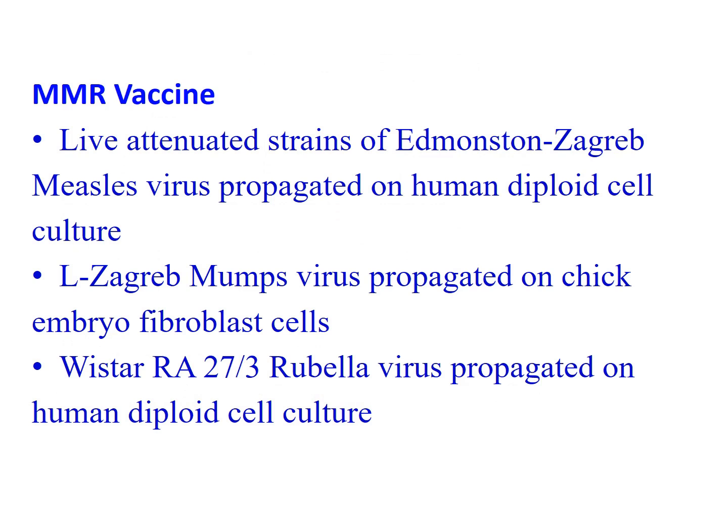So the MMR vaccine comprises 3 components: measles, that is a live attenuated strain of Edmonston-Zagreb measles virus propagated on human diploid cell culture; mumps, the L-Zagreb mumps virus propagated on chick embryo fibroblast cells; and rubella vaccine, that is the Wistar RA273 virus propagated on human diploid cell culture. So this is a combination vaccine available for children.